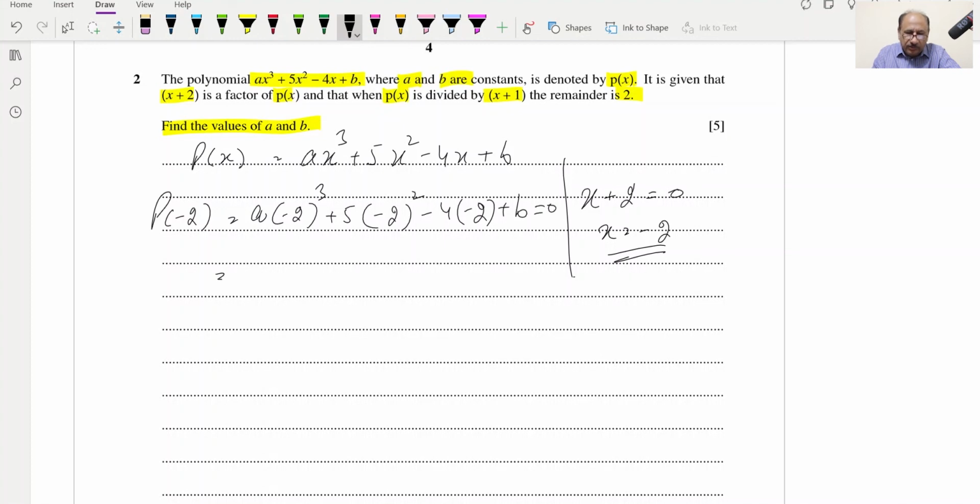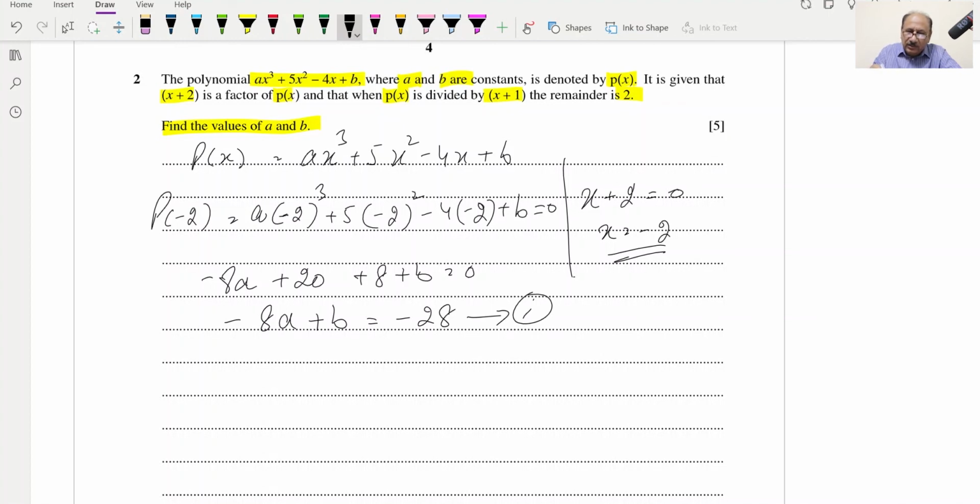Further we can simplify this, and we can put it equal to 0. Minus 2 cubed will be minus 8a, and minus 2 squared will be 4. 4 into 5 will be 20, so plus 20, and minus into minus will be plus 8, so plus 8 plus b is equal to 0. So we can write this equation as minus 8a plus b is equal to minus 28. This will be our equation 1.